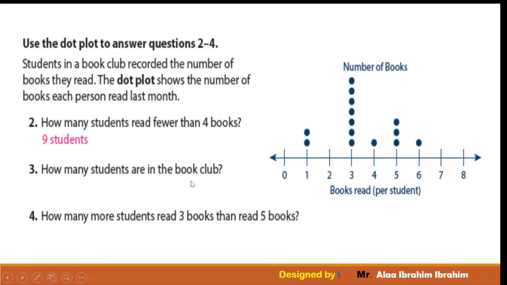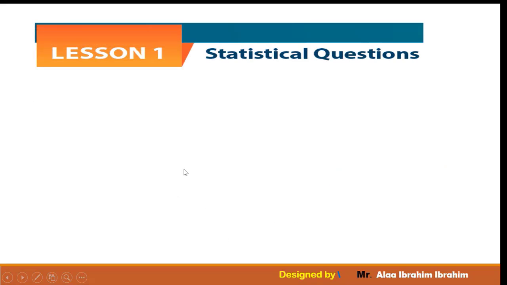How many students are in the book club? So I count all of them. There's 9 here, 10, 13, 14. So 14 students. How many more students read 3 books than 5? I have to find the difference between 3 and 5 here. So this is 7 minus 3. So we have 4. This is the revision, or introduction.